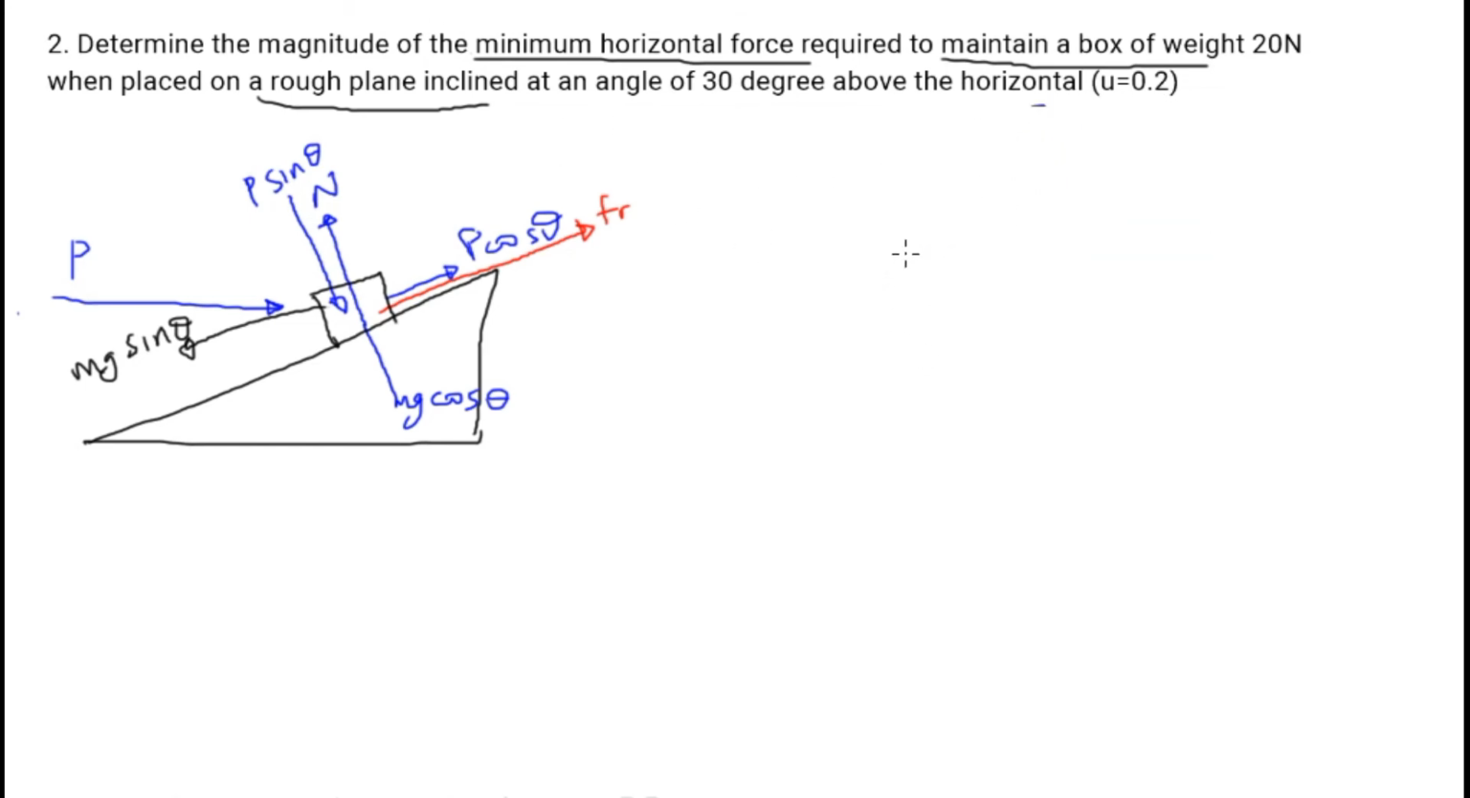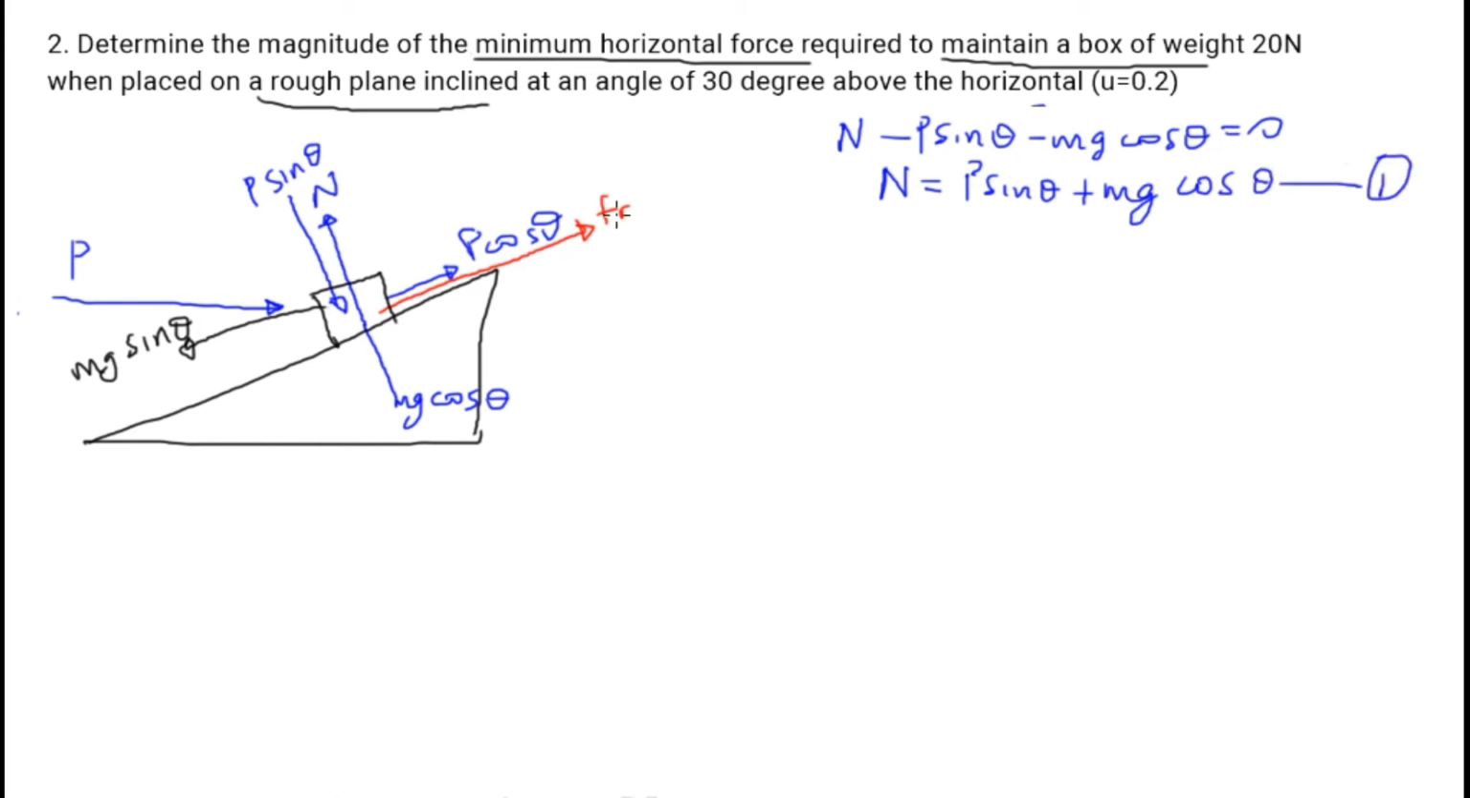The forces on the y-axis will be balanced because the object is not moving along the y-axis component. So we will have plus N, minus P sine theta, minus mg cos theta, equal to 0. The only thing we need to make the subject of the formula here is N, which will be equal to P sine theta plus mg cos theta. So let's say this is equation 1.